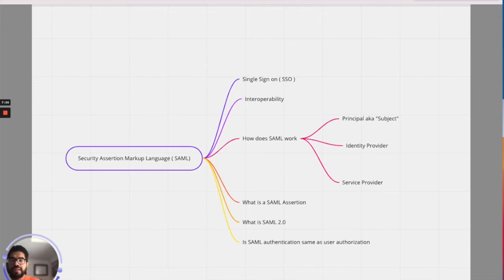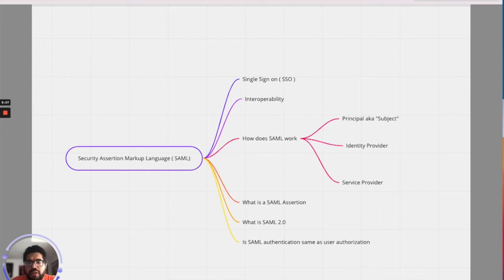Now, let's move on to the next one, which is this term SAML assertion. What does that mean? Basically, a SAML assertion is a message that tells the service provider that a user is signed in. That's basically it. Now, what is in that SAML assertion? It has all the information the service provider needs to confirm the user's identity.